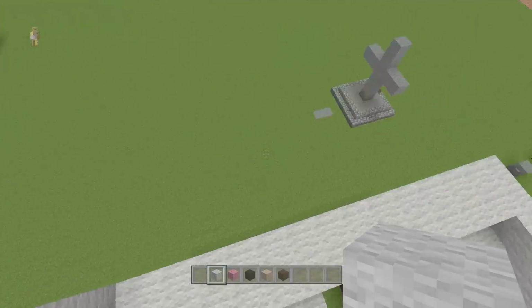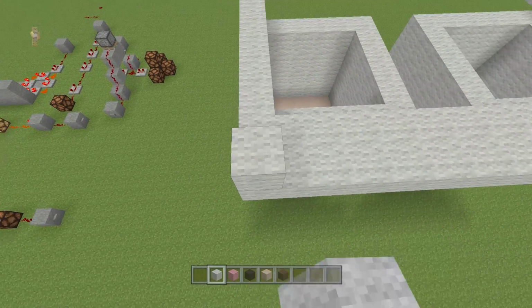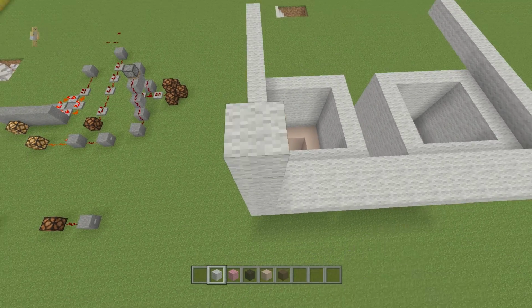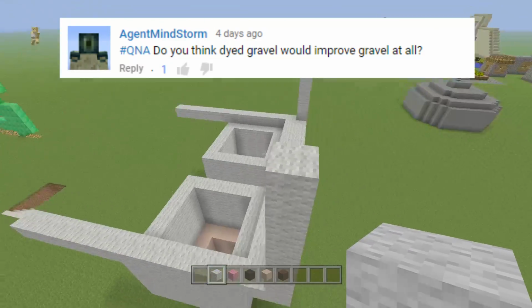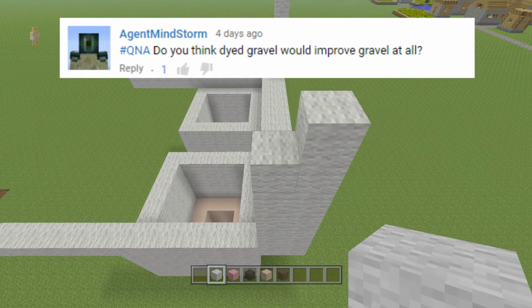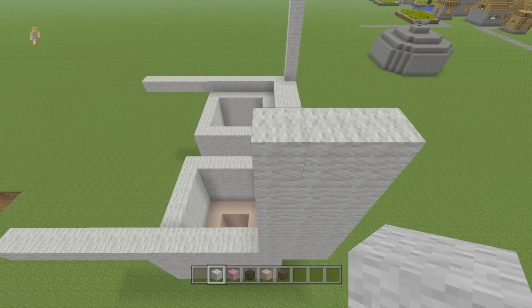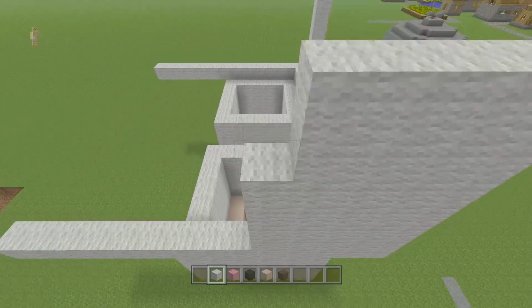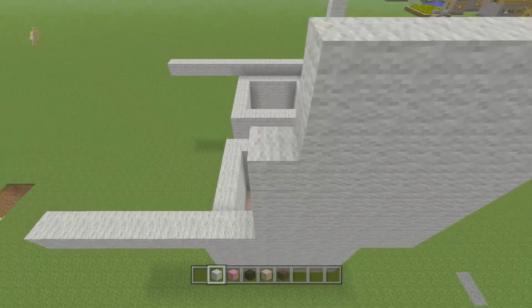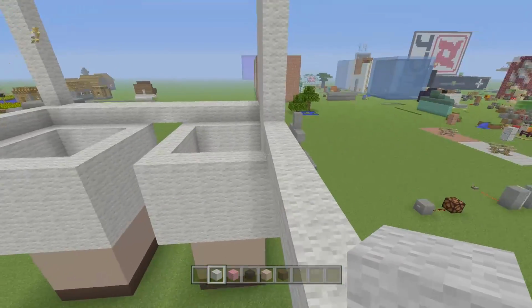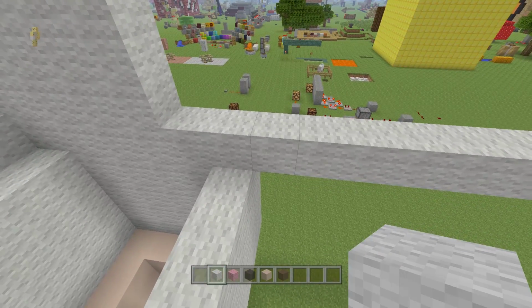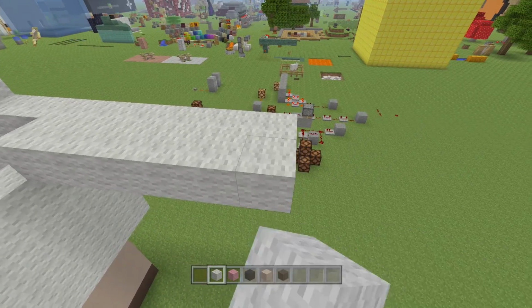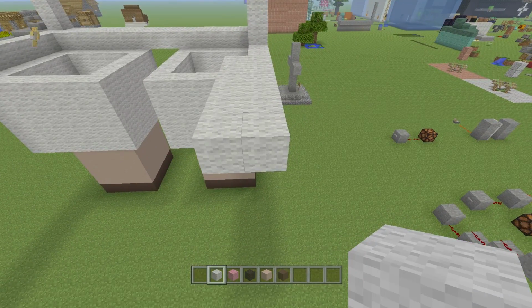My brain apparently does maths better sometimes, because the fourth question comes in from Agent Mindstorm, who asks, hashtag Q&A, do you think dyed gravel would improve gravel at all? My first instinct is, no, burn the gravel, but my realistic instinct is, yeah, that'd be a really cool thing, because the way you can improve a lot of stuff in Minecraft is by giving it a use. Right now, gravel is used for coarse dirt, except you still don't need to, and it's used for flint and steel, and for arrows.